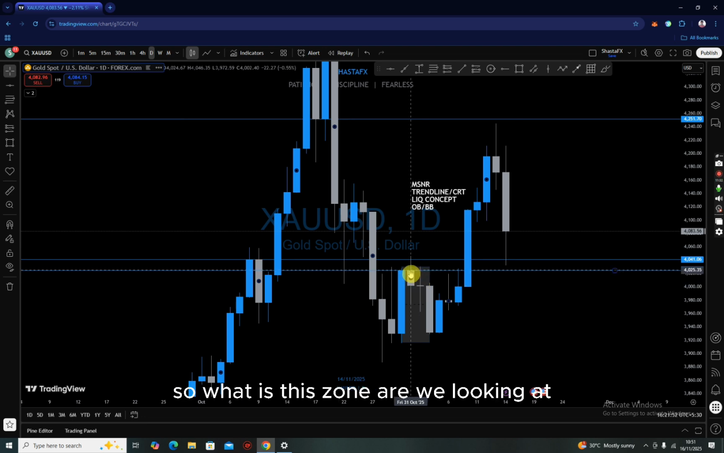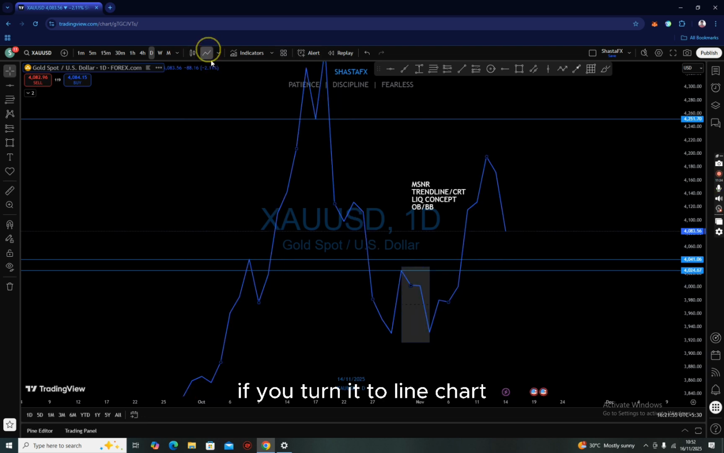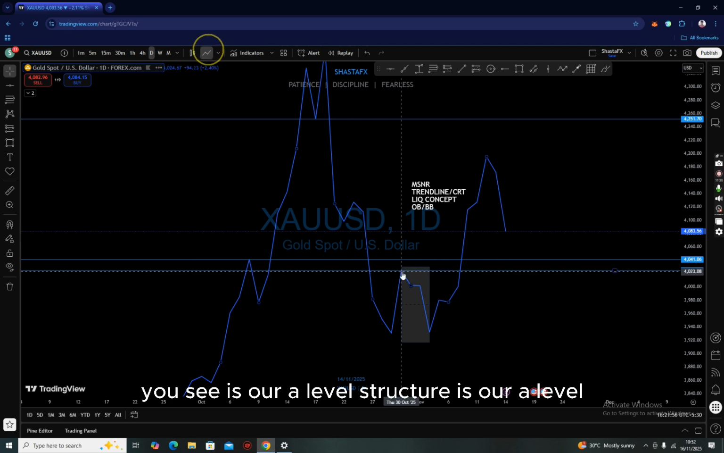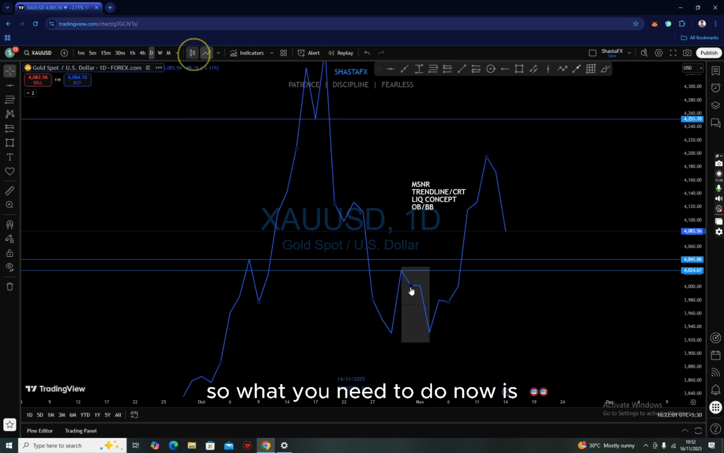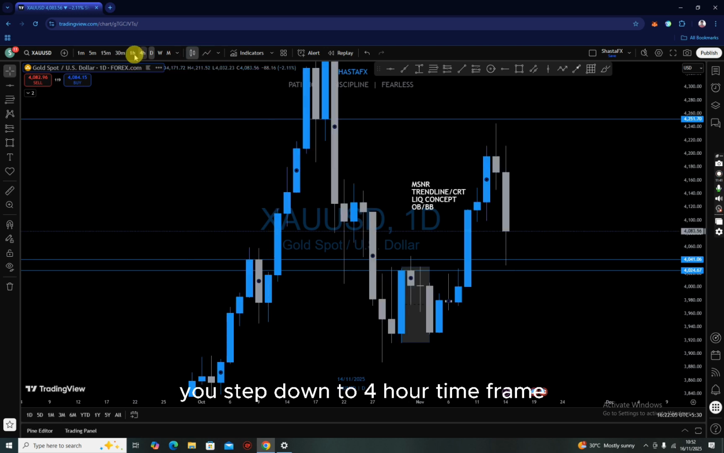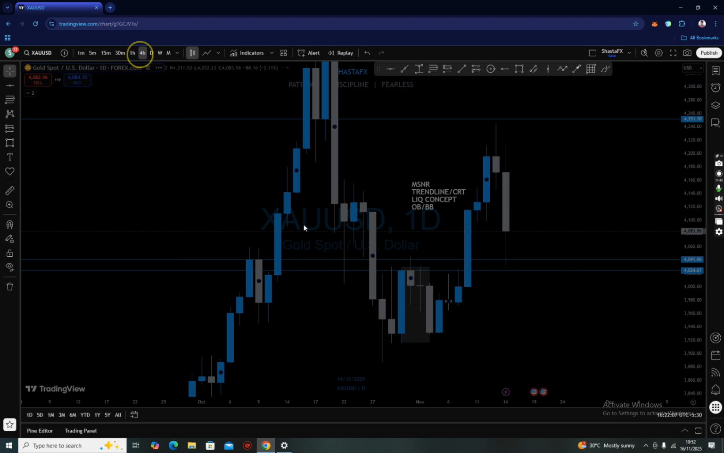So what is this zone we are looking at? If you turn it to line chart, you see it's our A level structure. This is our A level, which simply means we are correct in what we are doing. So what we need to do now is step down to 4-hour time frame.